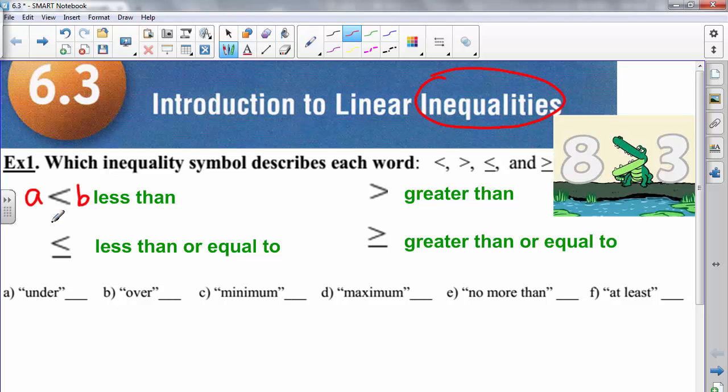If we flip this sign, it is called greater than or larger than. If I put an A here, a B here, this time the alligator mouth opens towards A. So A is a larger number or a greater number than B.